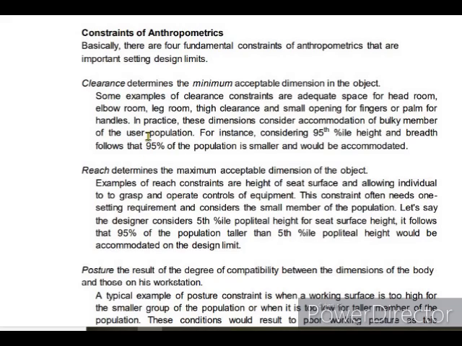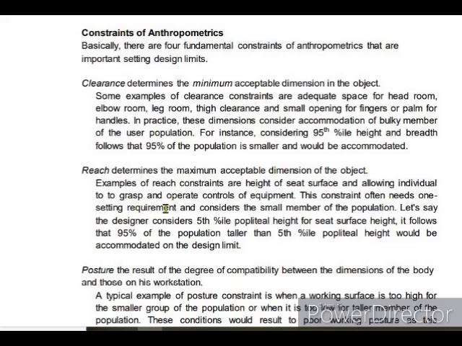So in practice, these dimensions consider accommodation of the bulky members of the user population. So mostly it is used. For instance, considering the 95th percentile height and breadth follows that 95% of the population is smaller and would be accommodated. Okay, so that's the consideration there.